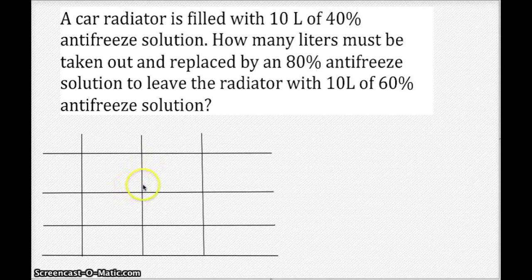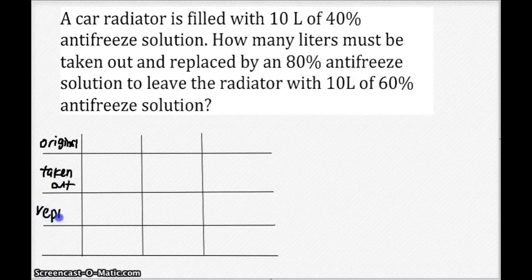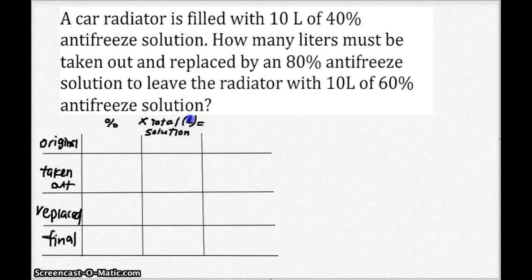So this might seem like a complicated problem, but what I would do is make 4 rows. The first one would be the original solution, then how much is taken out, then replaced, then the final solution. Splitting it up into parts makes it a bit easier. The top part would be percentage times total amount of solution, which is in liters, and equals the total amount of antifreeze.